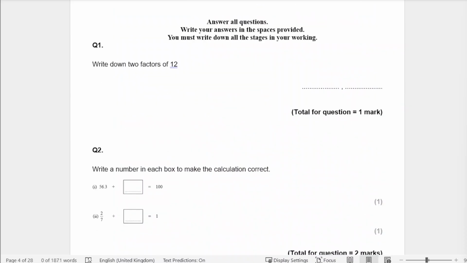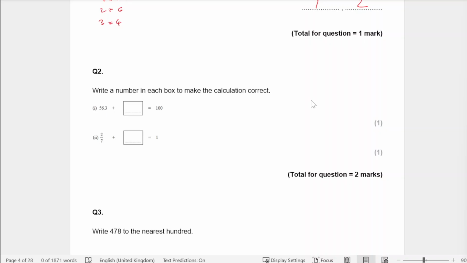So question 1, write down 2 factors of 12. There's going to be quite a few for you to pick from if I go doing them as factor pairs. 1 times 12 is 12, 2 times 6 is 12, 3 times 4 is 12. So any 2 of those will be absolutely fine. I'm going to go 1 and 2 because it doesn't ask for a pair.